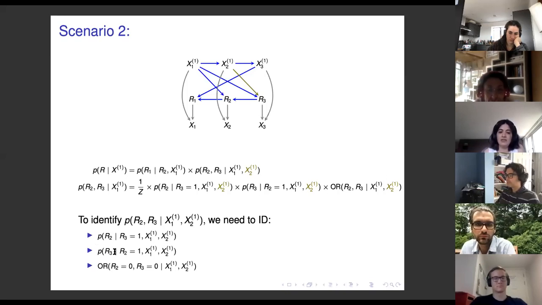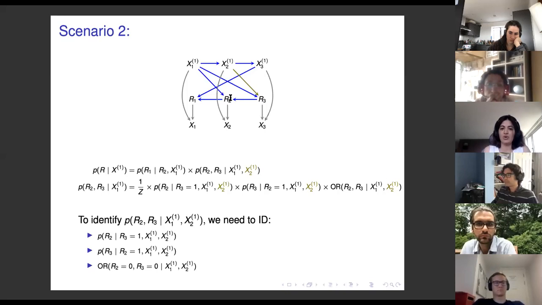And then R3 conditioned on R2, X11, and X21 is only going to be identified when R2 is 1. Why is that? Because now R3 has X21 as a parent. So therefore, R2 has to be 1, so that I can use consistency and say that, okay, this is now a function of the observed data. And this is how it differs from the previous example, really.